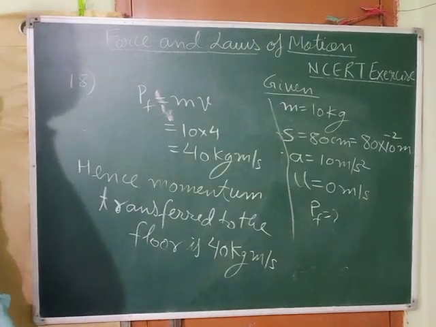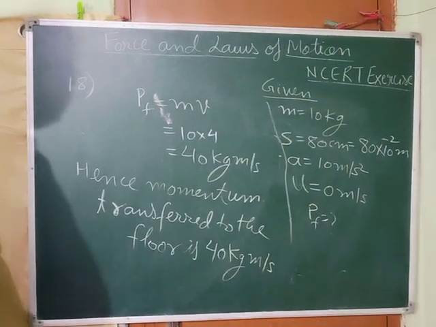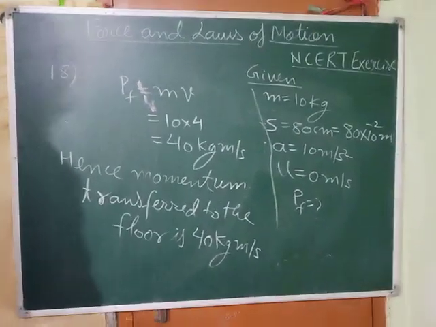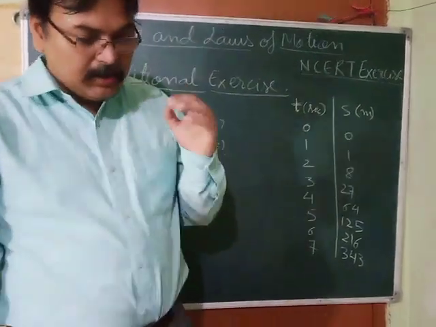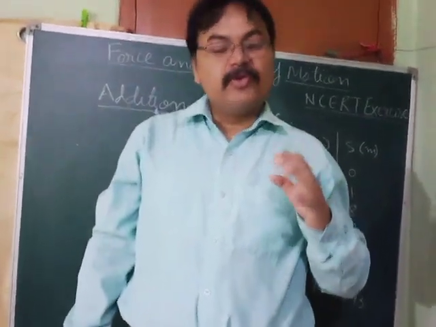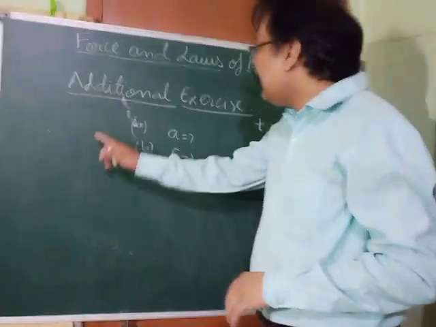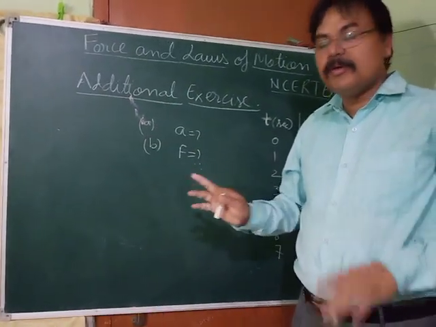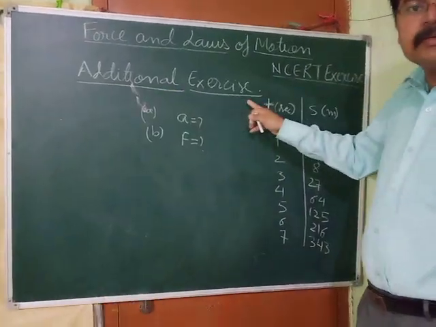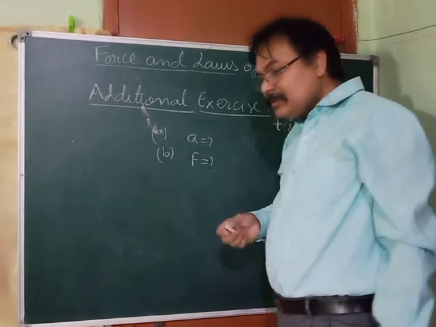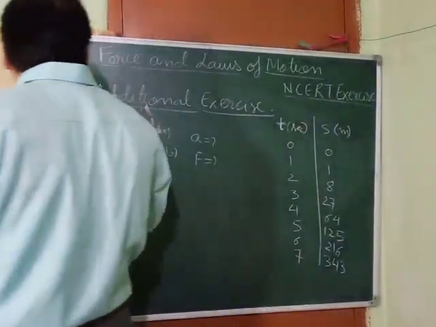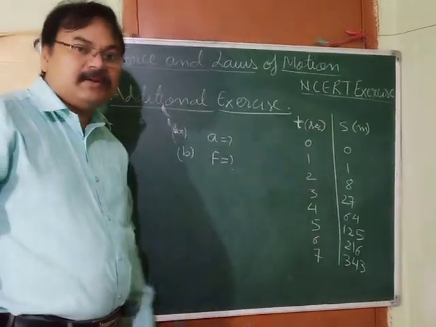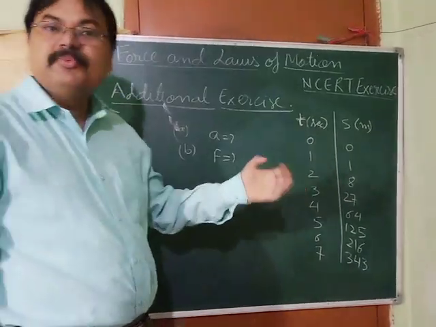Okay, with this we have completed question number 18. Let's note it down. Done. See, actually your main exercise is over, but there are some additional exercises given in your book. You can see this is the additional exercise. In this additional exercise, question number 1 is that, see, this chart is given. Actually a body is moving.